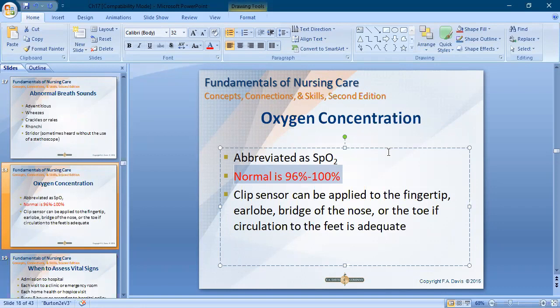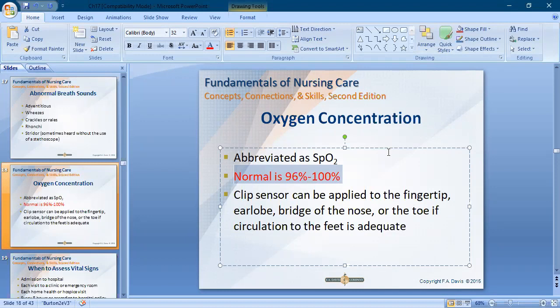Say 4 patients are waiting to be checked by the RN. Which patient do you go to first? If you see the saturation rate is 96 to 100, you do not need to focus on them. But if you see the saturation rate is 89, 90, or 91, you have to go and check this patient first. And this is the answer to the question.